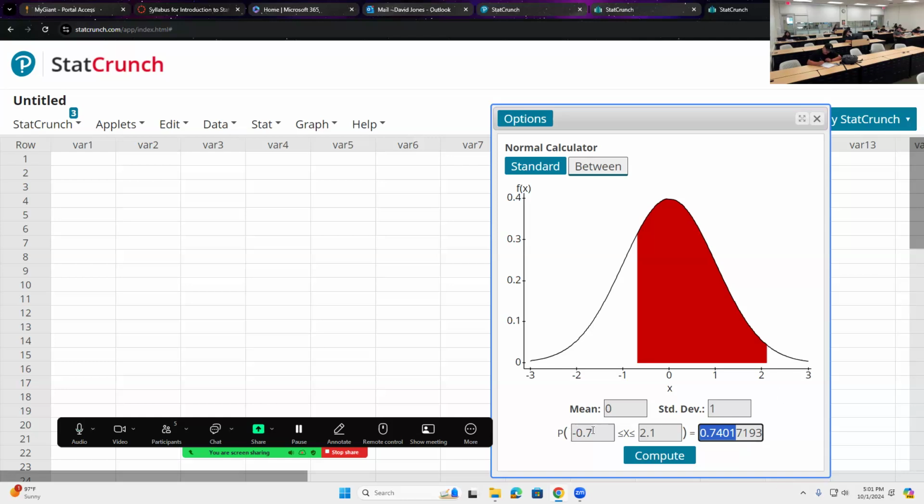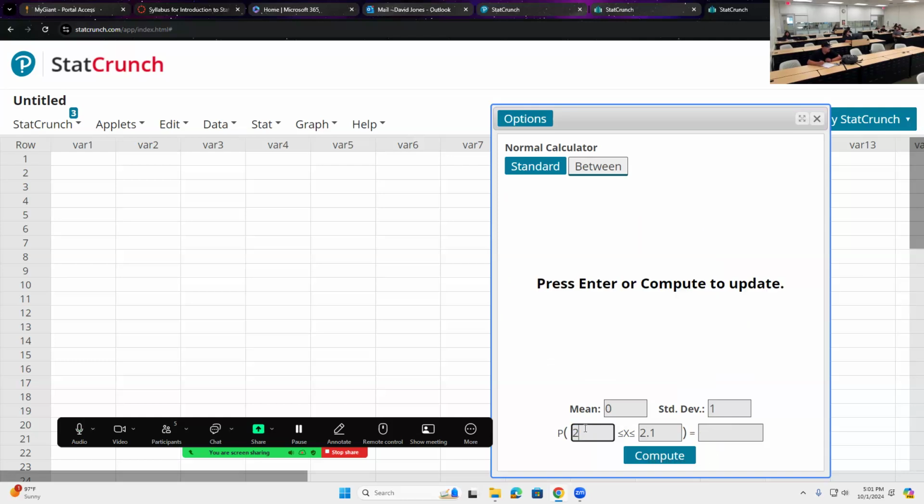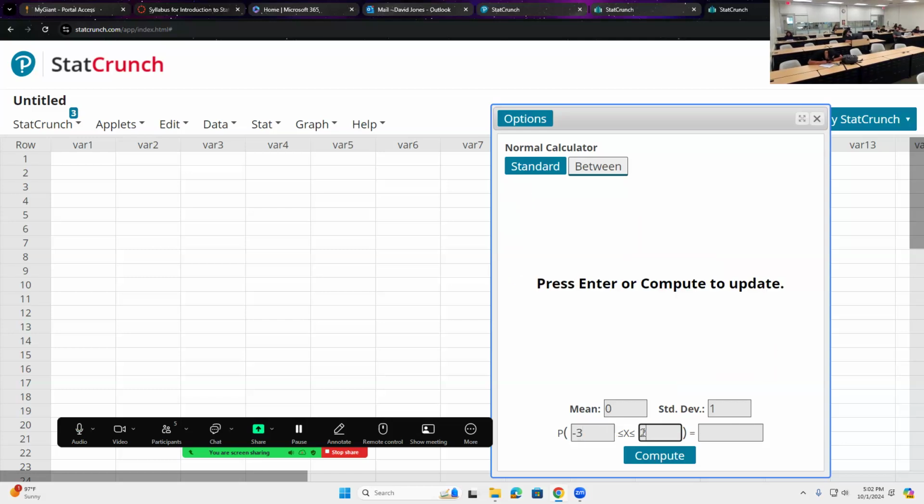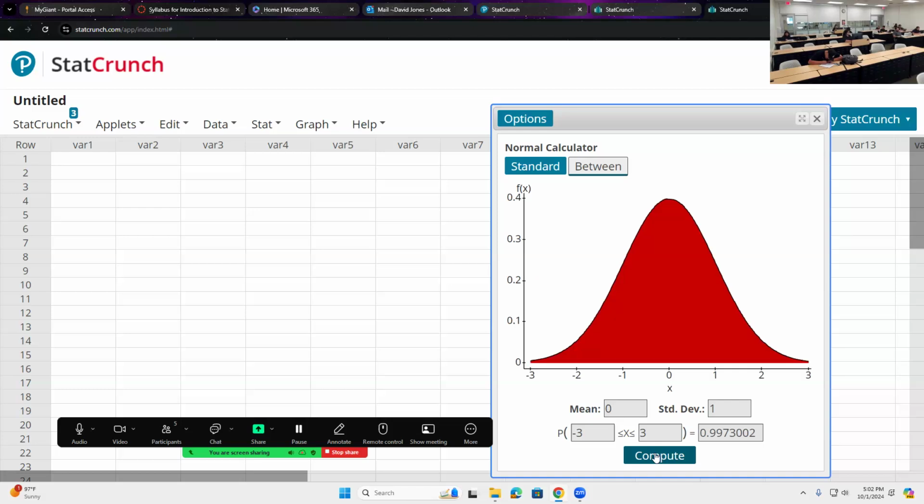We'll take a look at -2 to 2. That's .9545. And -3 to 3 is 0.9973.